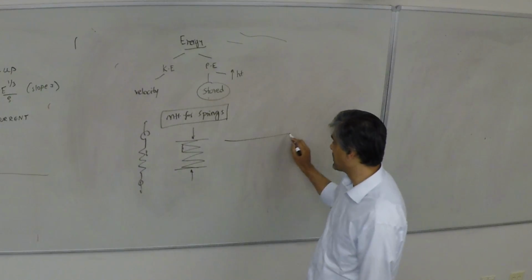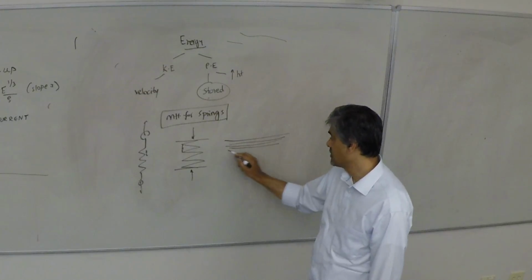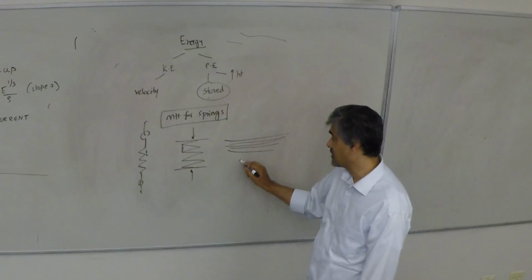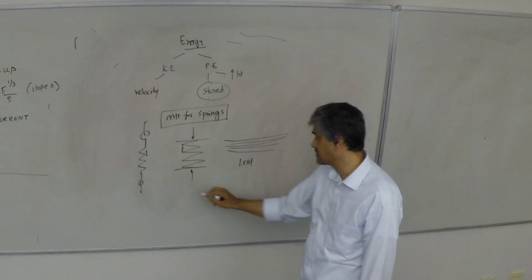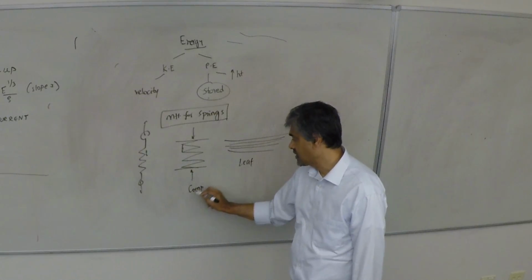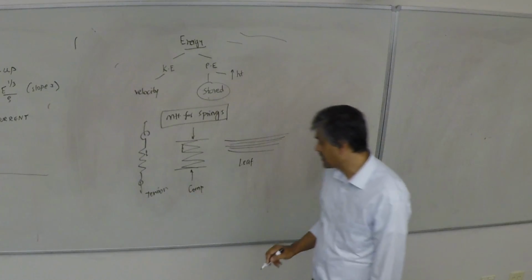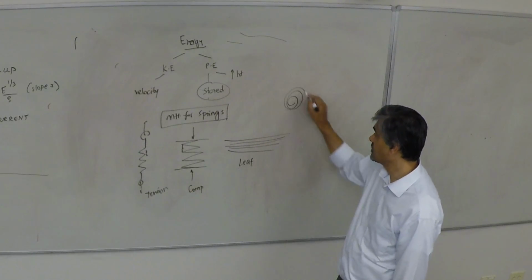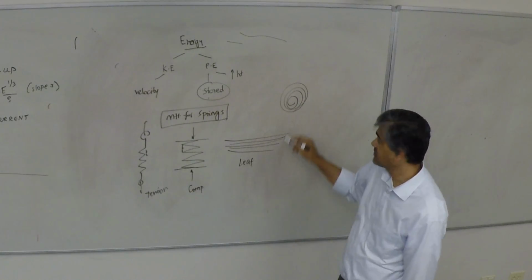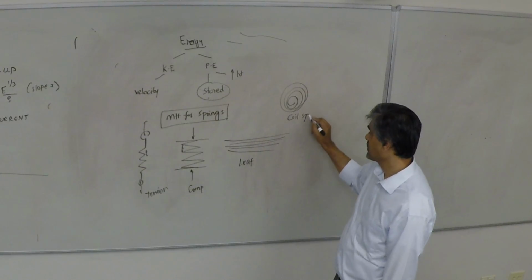Then you also have springs which are leaved like this. These are called leaf springs. So leaf springs, compression springs, tension springs, and then, never mess with the garage door because of the coil springs, right? So these are coil springs.